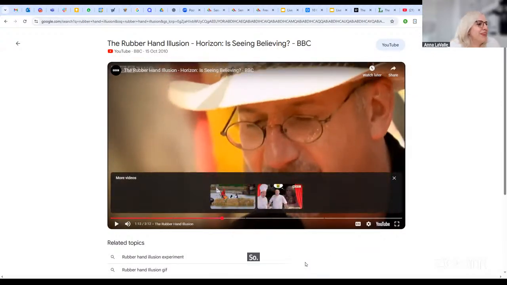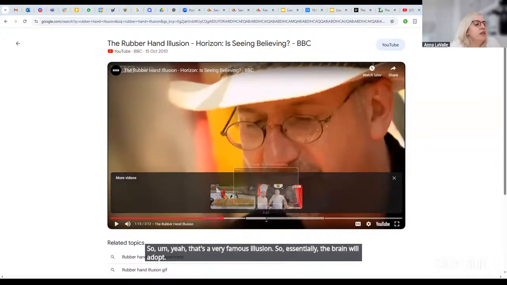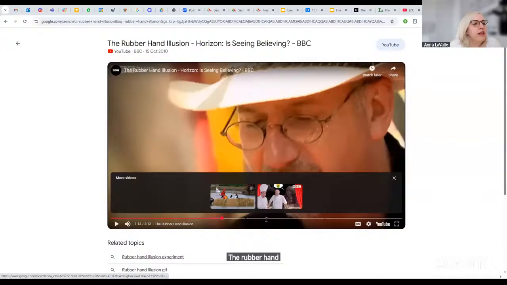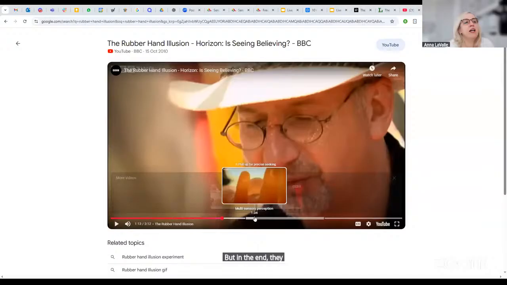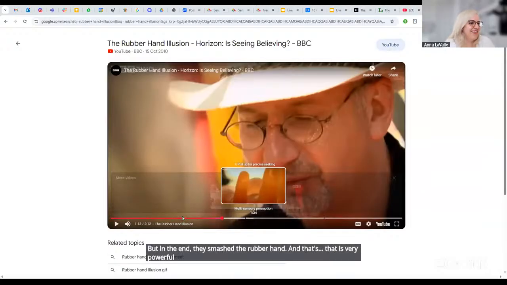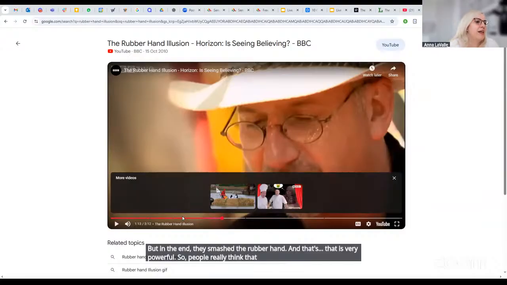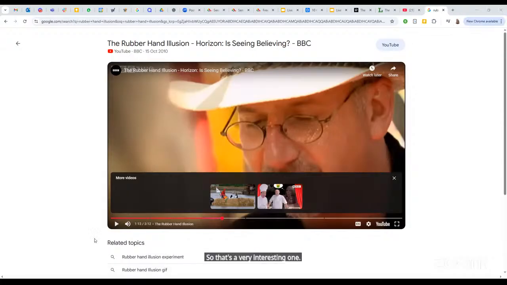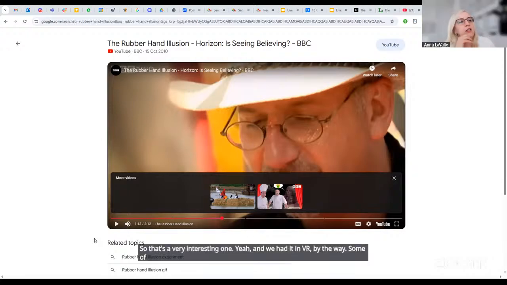So, yeah, that's a very famous illusion. So essentially the brain will adopt the rubber hand as your own, and then in the end, I don't know where exactly in this video, it's pretty long, but in the end they smash the rubber hand, and that is very powerful. So people really think that it's their hand that's being smashed, and they have a really strong reaction. So that's a very interesting one. And yeah, we had it in VR, by the way. Some of my students did implement it in virtual reality and with the same effect. So that's really fun.